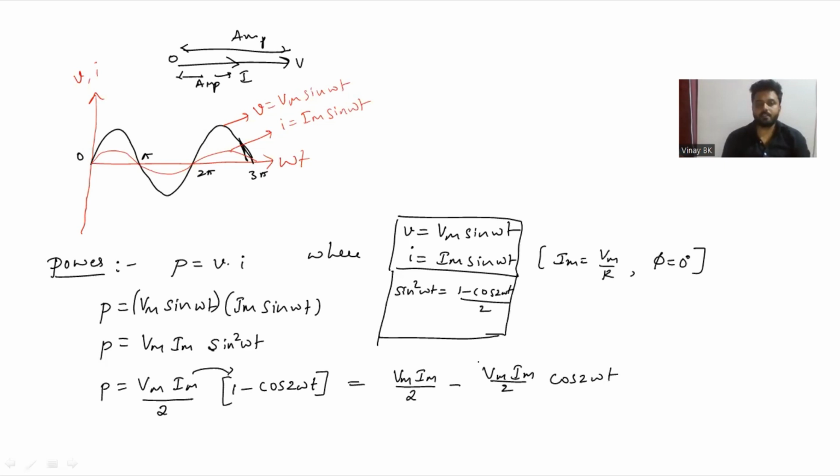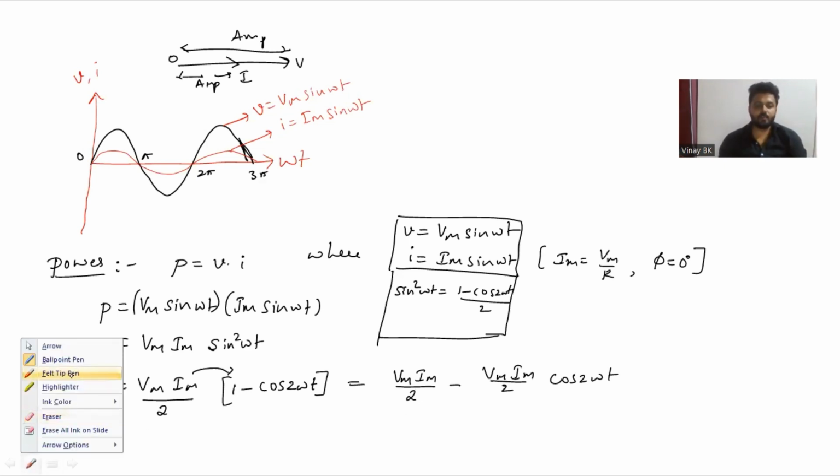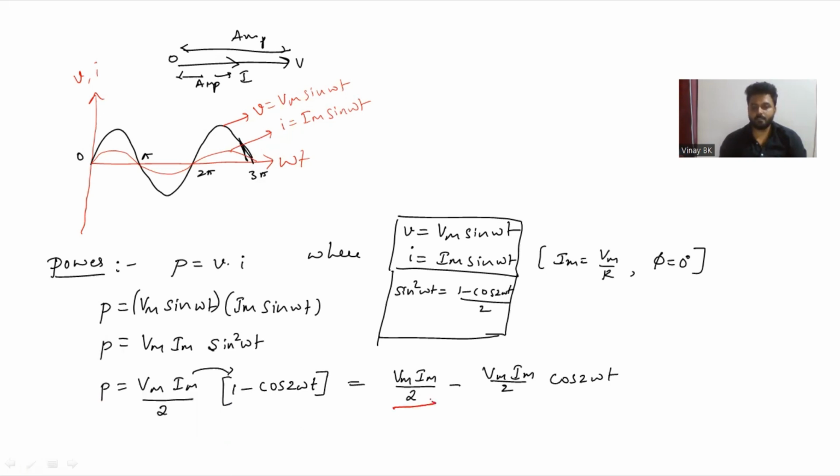So now this instantaneous value of power has two components. You can observe the first component, Vm Im divided by 2, is a constant power component. Similarly, one more component, Vm Im divided by 2 into cos 2 omega t, is the fluctuating power component.